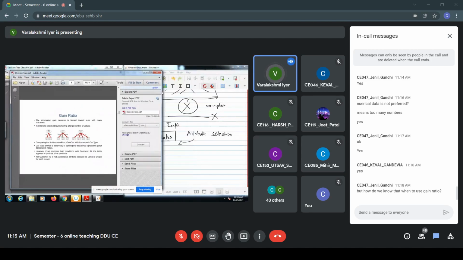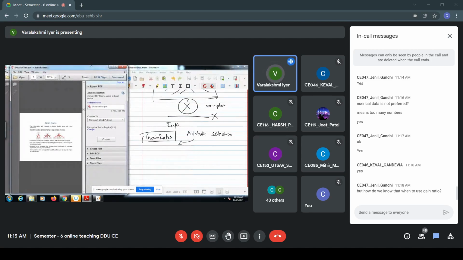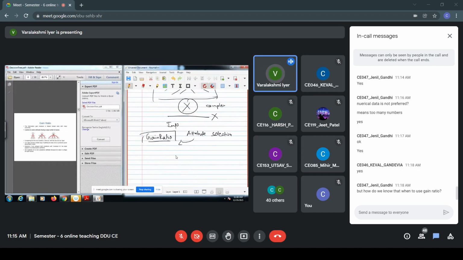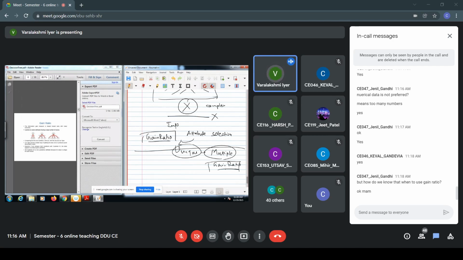When to use gain ratio? Mostly, whenever you have attributes in your data set which have a large number of unique values, it is preferred that you use gain ratio. In a case of examination, you will mostly be told that you have to use entropy. But the idea behind gain ratio is to use it whenever you have a large set of unique values in your attribute, since information gain is very biased.